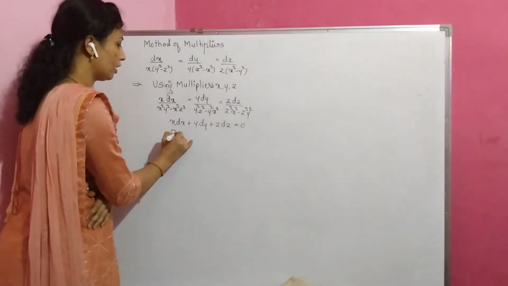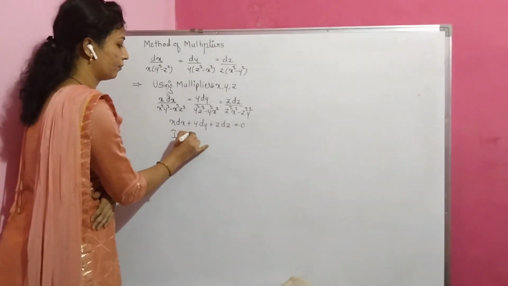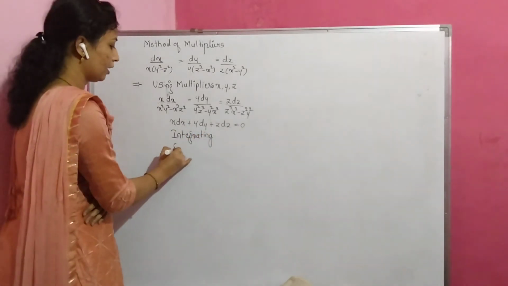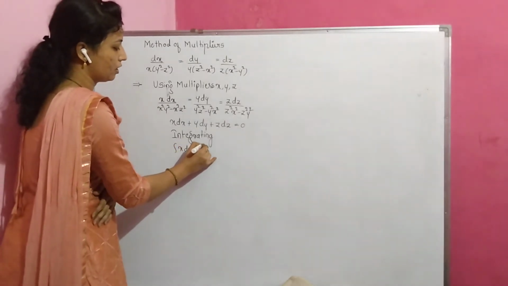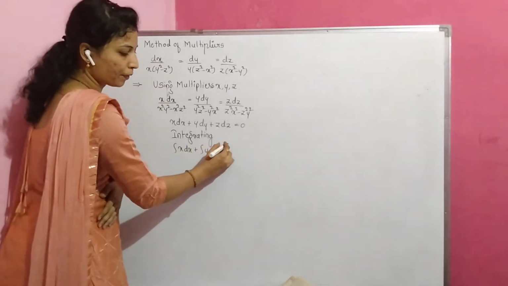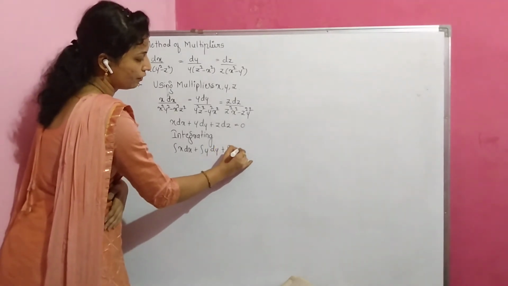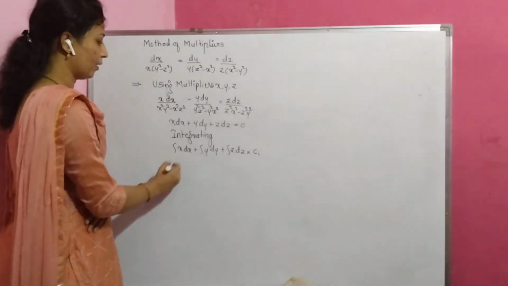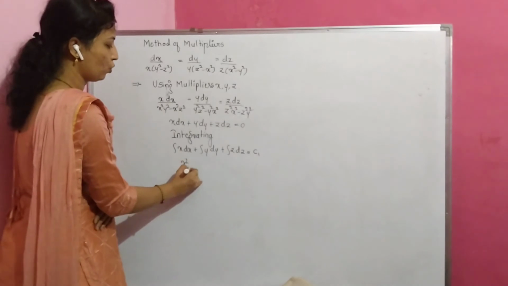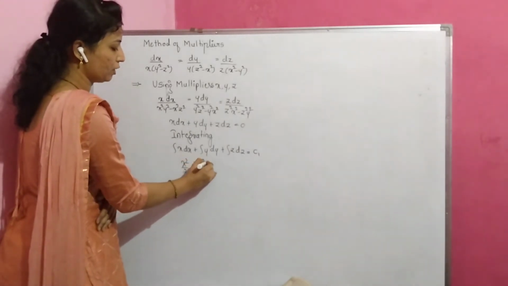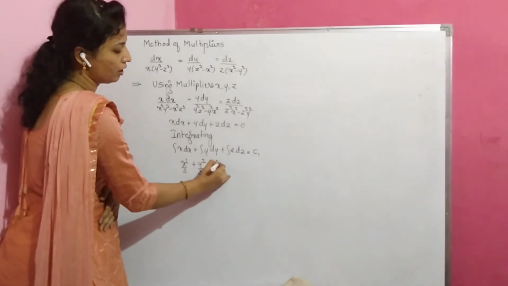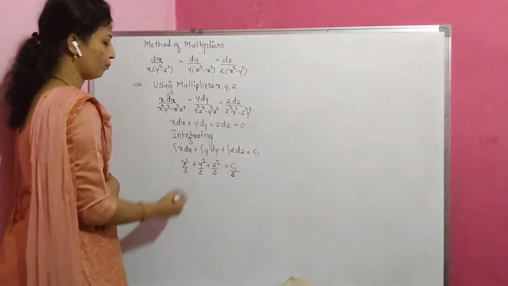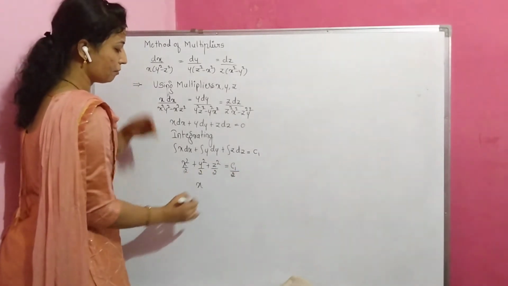Then next, on integrating, we get the integration of x with respect to x plus the integration of y with respect to y plus the integration of z with respect to z, and this is equal to the integral constant c1. So here we have x square by 2 plus y square by 2 plus z square by 2 is equal to c1, which can be written as c1 divided by 2. So from here the LCM is 2.